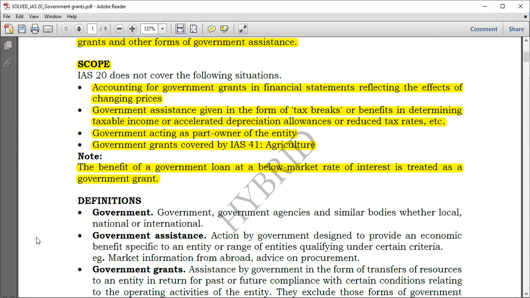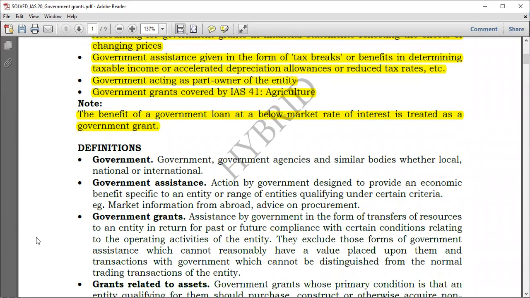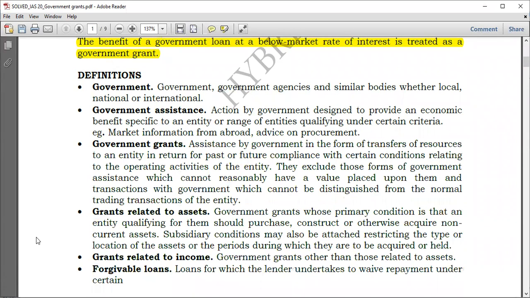Let's take a look at the definitions now, because we have been speaking of government assistance and government grants, but we have not taken a look at the definitions. So let's take a look at them and then we can proceed. What is the government?